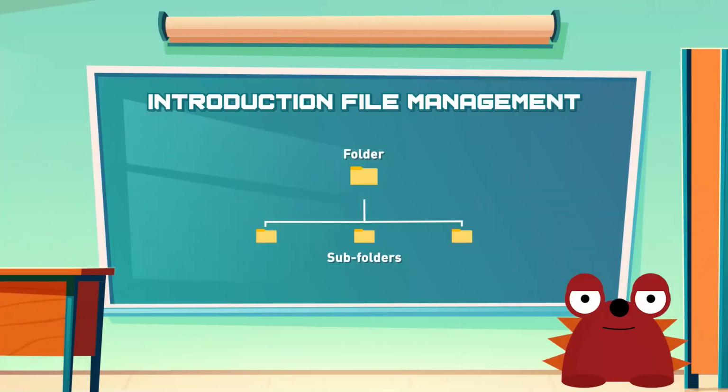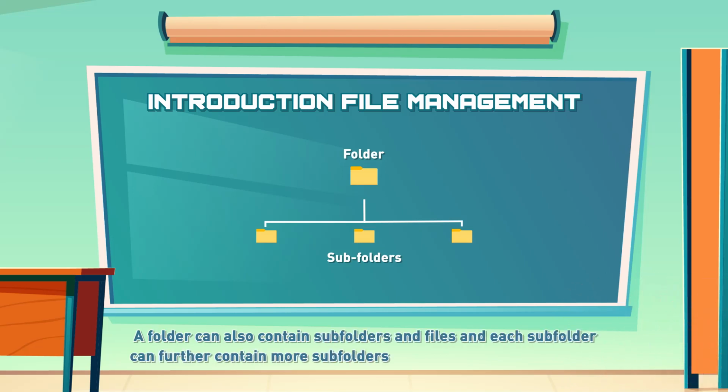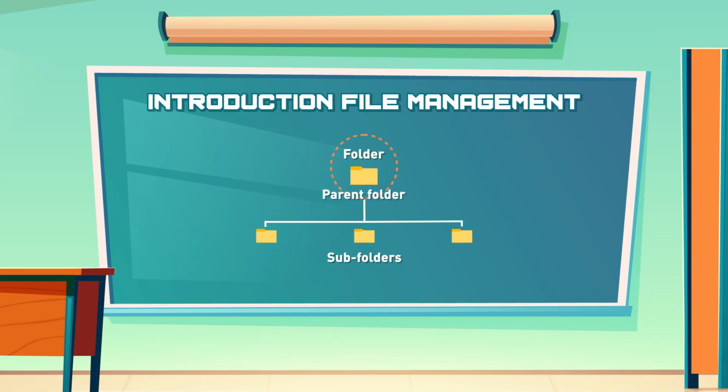A subfolder, on the other hand, is located within another folder. Remember that, okay? A folder can also contain subfolders and files, and each subfolder can further contain more subfolders and files. Lastly, a parent folder is the main folder. You can create multiple subfolders under it. It helps to keep the files arranged in a systematic order.